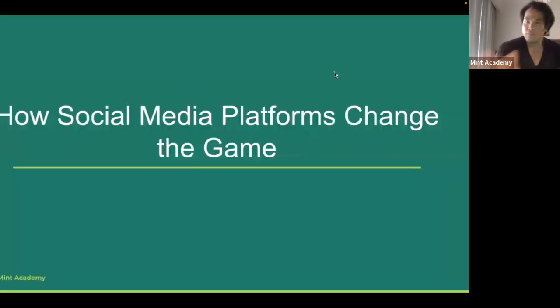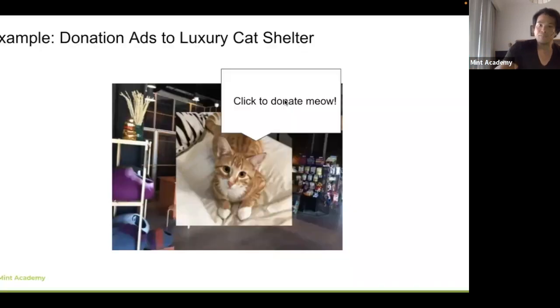So this is what we talked about, brand marketing and direct response marketing in general. The internet really changed the game when it comes to which tactic is optimal for you. And it changed the game because, well, let's use an example. Let's say you want to run ads to get donations to a luxury cat shelter. I use this example a lot because I like it. And you want people to donate, right?